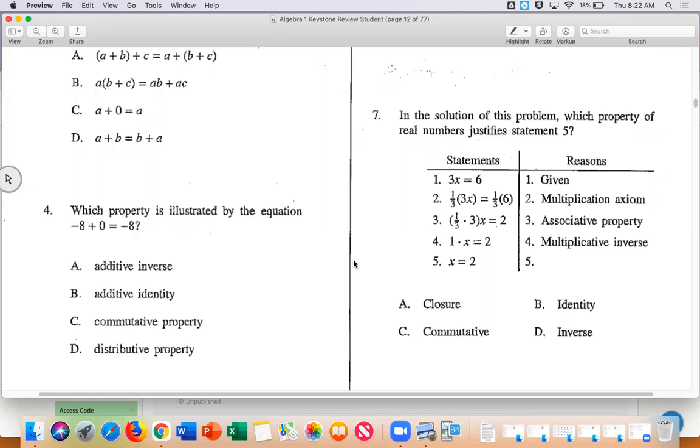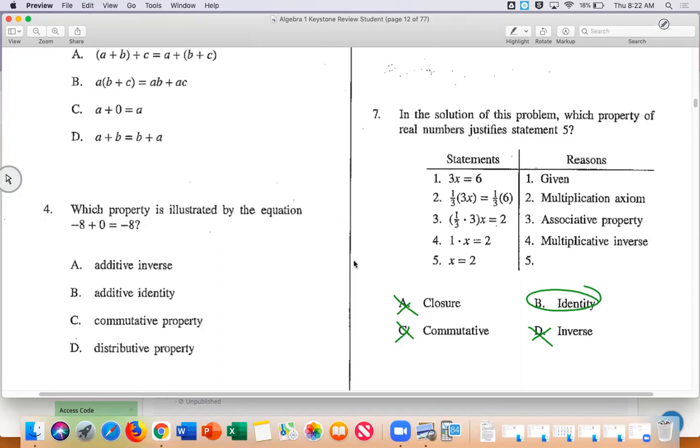Commutative, we just talked about that. That's numbers switching back and forth. Neve, would you say that things are switching back and forth between step 4 and step 5? No, so I would probably cross that off. Now I have identity and I have inverse. Inverse are kind of like opposites, right? Inverting. Do you think something was inverted there? No. The answer is identity. Now, why is it identity? Because 1 times anything is itself. And that's one of the examples. Now you got it, Neve. We can always check back to that page. Okay?